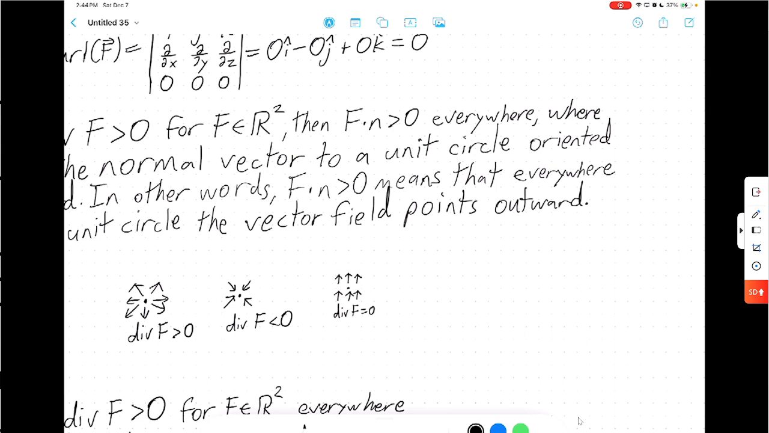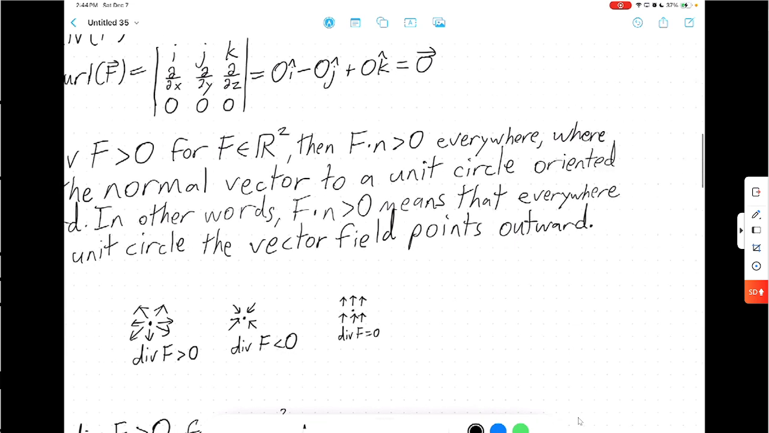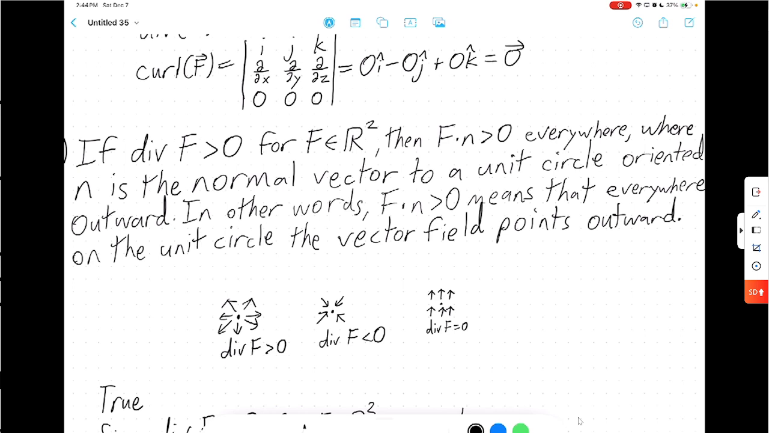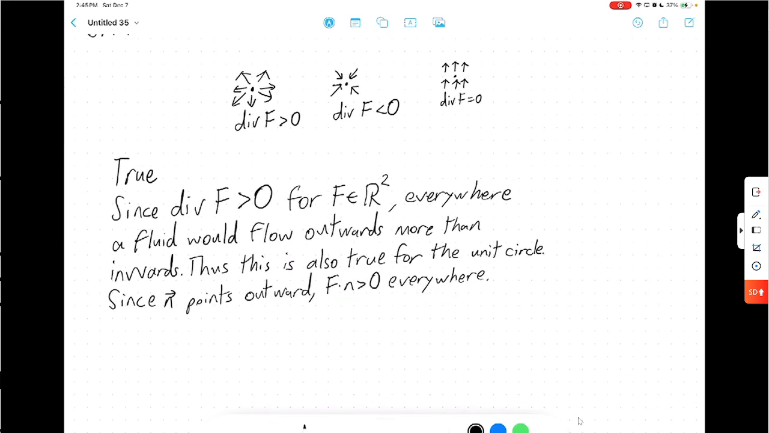It's just straight, like 90 degrees, basically, like perpendicular directions. I think n is the normal vector perpendicular to the unit circle. And since this points outwards, and we know everywhere it points outwards, which will also be true for anything along the unit circle, f dot n must also be pointing outward, or bigger than 0.